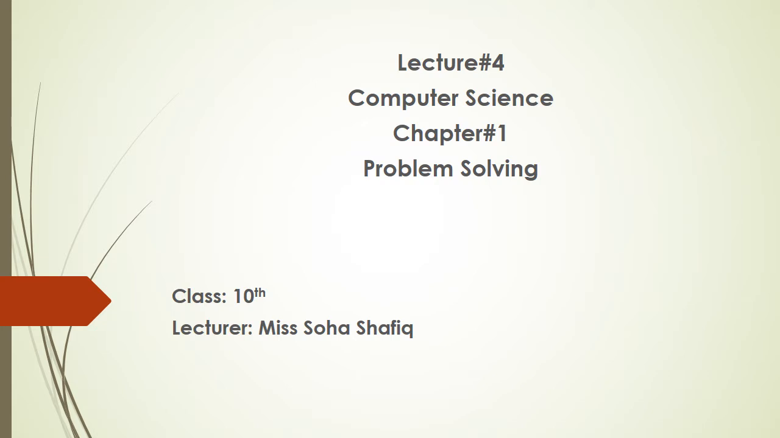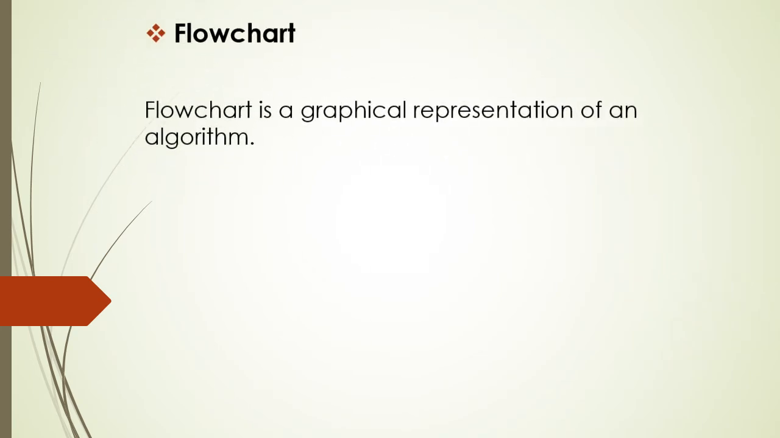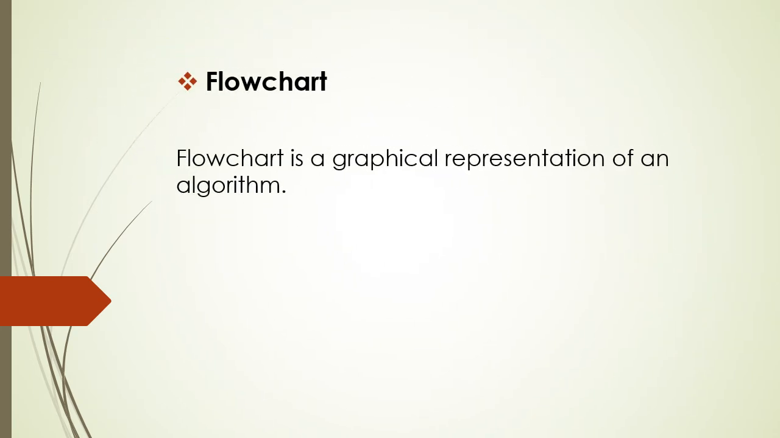Today is your fourth lecture of computer science, chapter number 1, problem solving. Here we discuss flowcharts. What is a flowchart? A flowchart is a type of diagram made of boxes and arrows. It can be used to show an algorithm, a step-by-step list of directions that need to be followed to solve a problem. A process is a series of stages in time where the last stage is the product, result or goal.